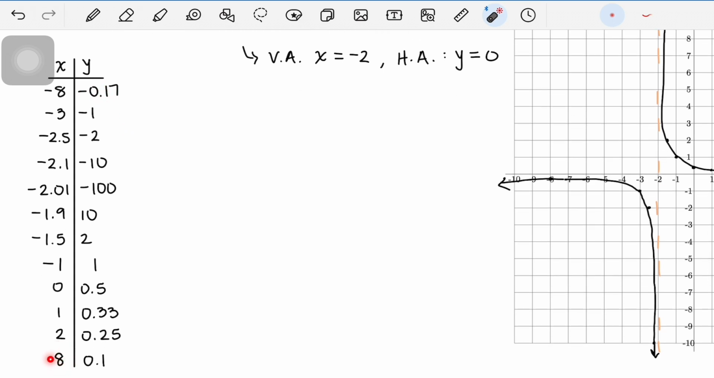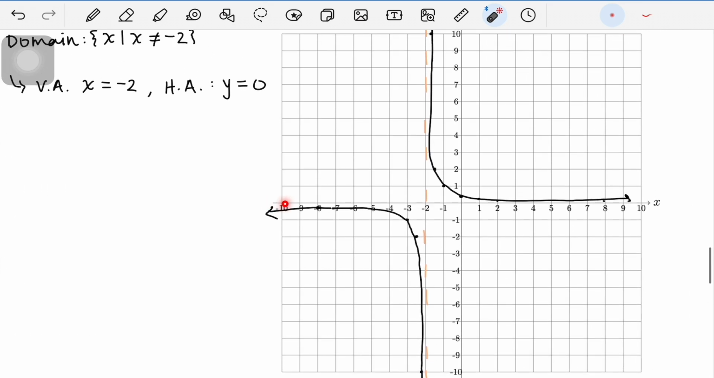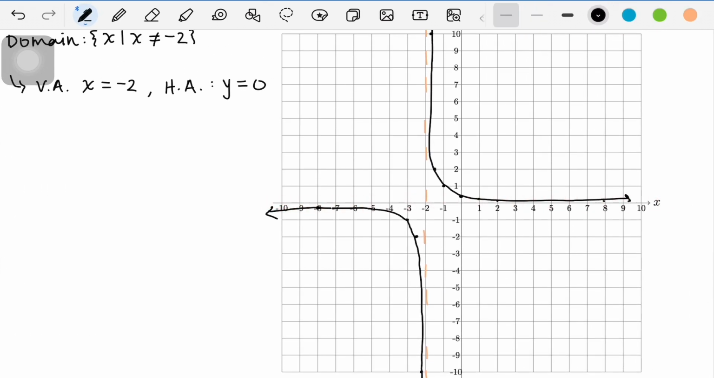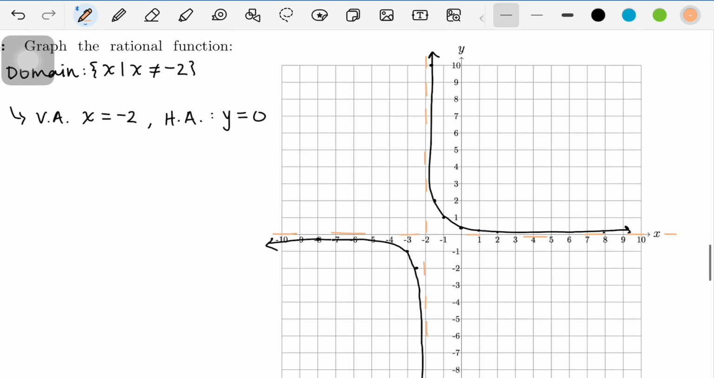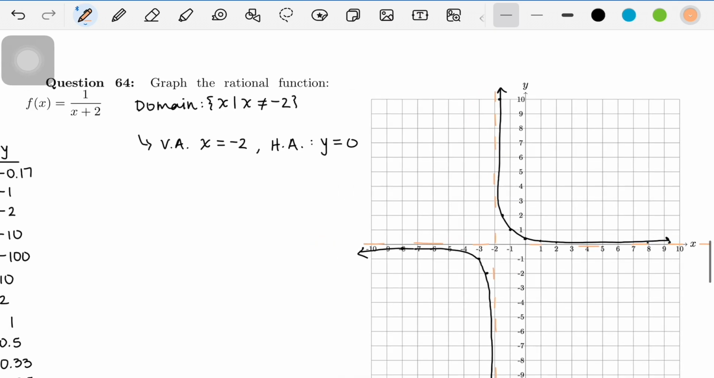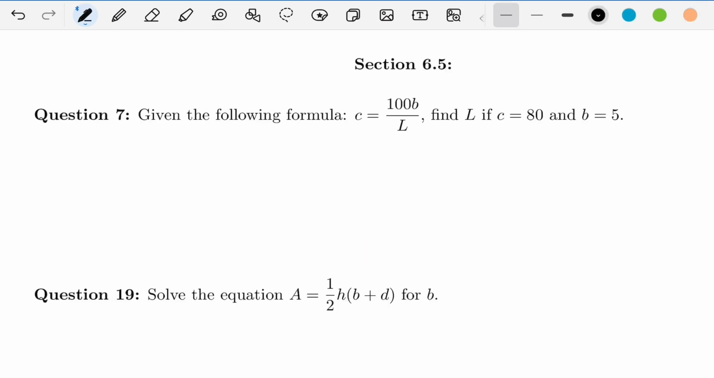Similarly, for 8, in the positive direction here, we jumped from 2 to 8, that's a pretty big jump here, but our output value only jumped from 0.25 to 0.1. So this guy is going to get closer and closer to 0 as we increase our x values in both directions, in the positive and negative direction, but our outputs are never actually going to touch 0, so they're never actually going to touch or cross this line, and this is what's called a horizontal asymptote. So this would be the graph for this rational function here with our vertical and horizontal asymptotes there.